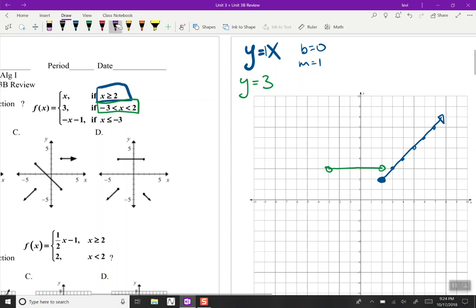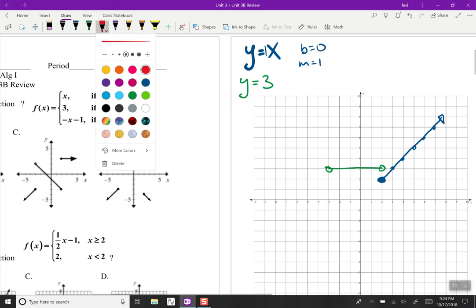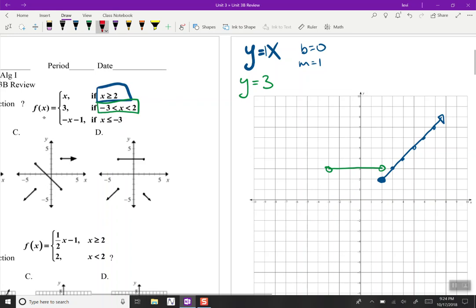And then the last section, which is f of x equals negative x minus 1, so y equals negative x minus 1. So what's our y-intercept here? It would be negative 1. And then our slope is also negative 1, right? M, and our y-intercept B both happen to be negative 1. So negative 1 would mean down 1 over 1 here, up 1 over 1.